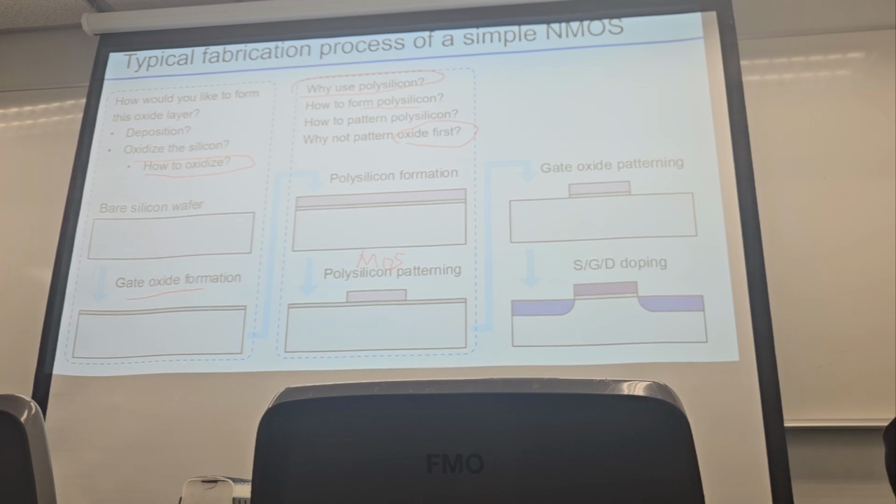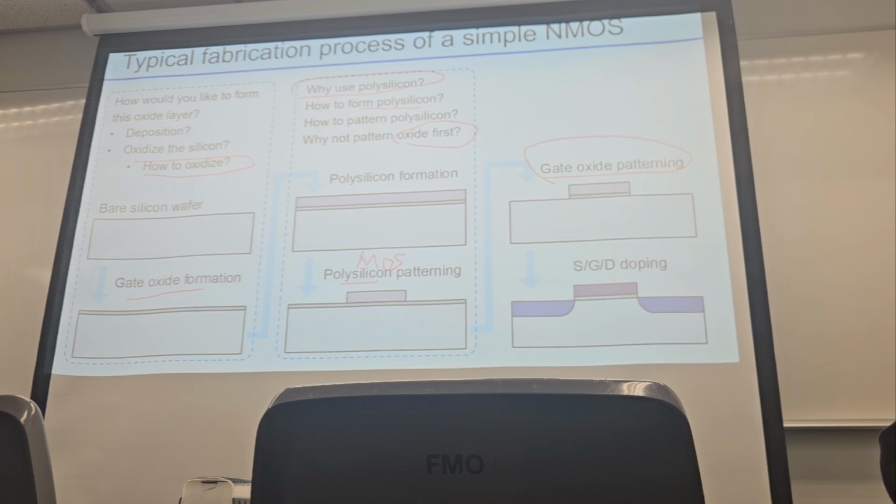So we pattern the polysilicon before the gate oxide pattern. So why? Why not pattern the oxide first? I think we discussed this, and we call it double alignment or self-alignment, which means that after patterning the polysilicon, we can use this polysilicon as a hard mask to pattern the silicon dioxide. So we can get perfect alignment.